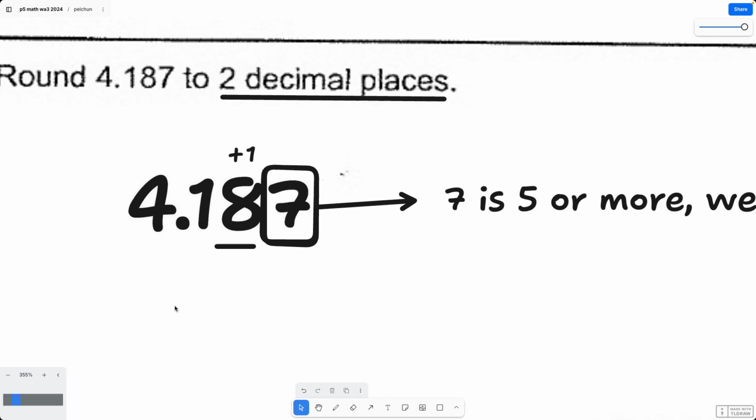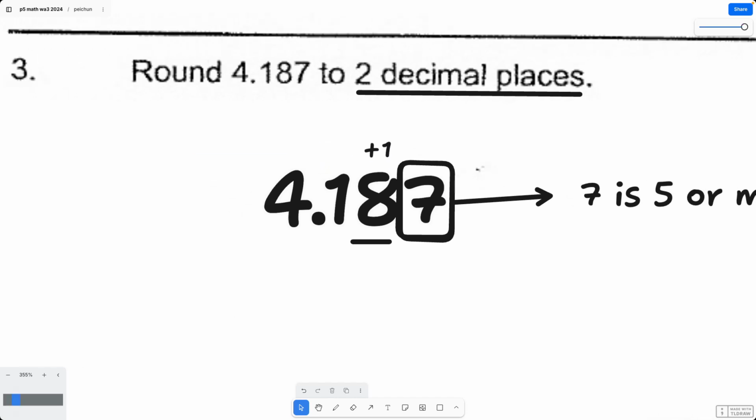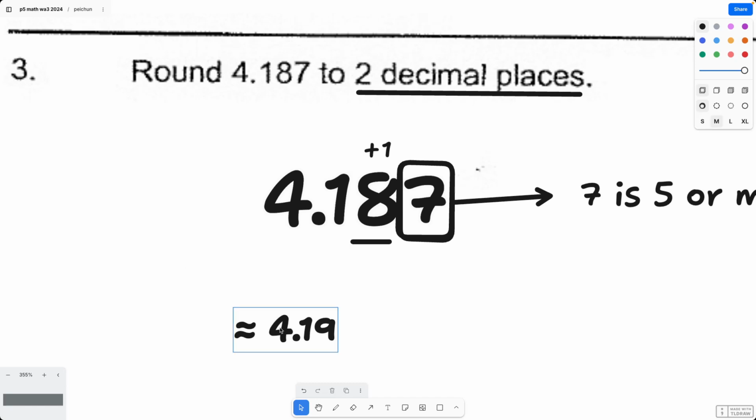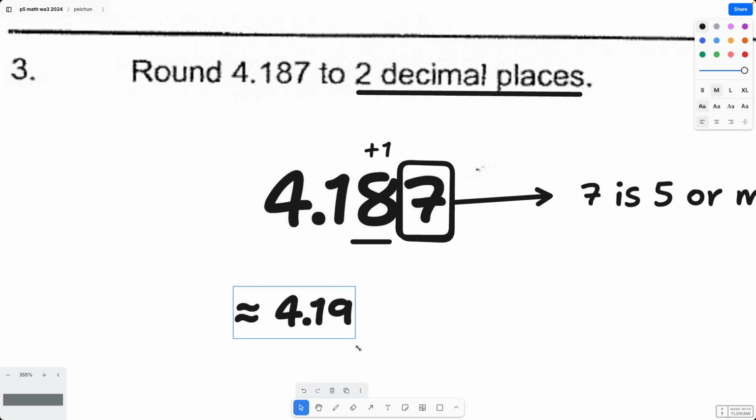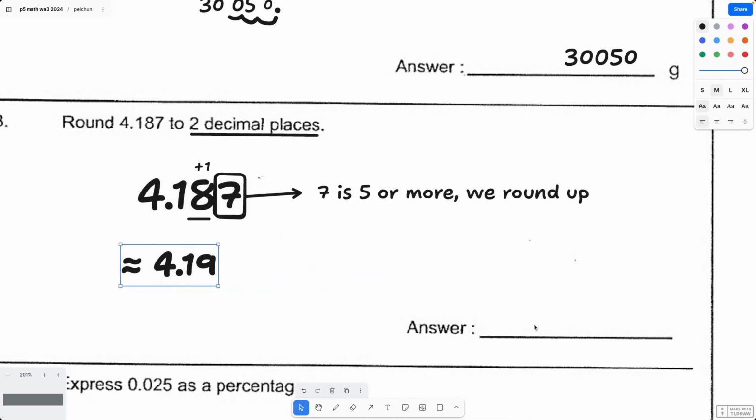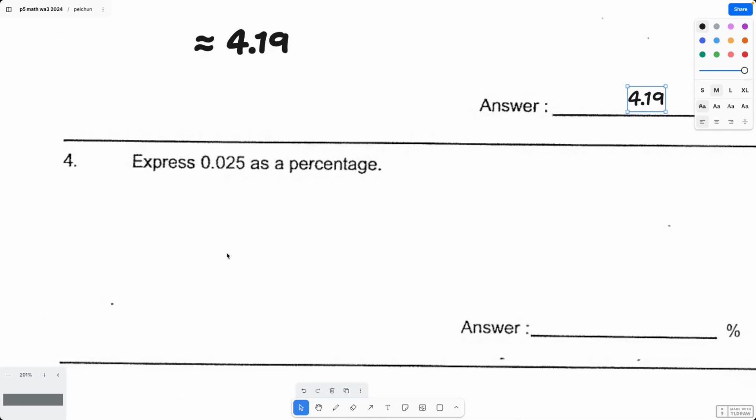So then we will have the curly equal sign to make it a little bit easier for us to do. So 4.1 is equal to 4.19. Okay, so in this case over here, is it bold? Okay, so the answer is 4.19, right? So let's write it here, 4.19 in this case over here. All right, let's move on to the next question.